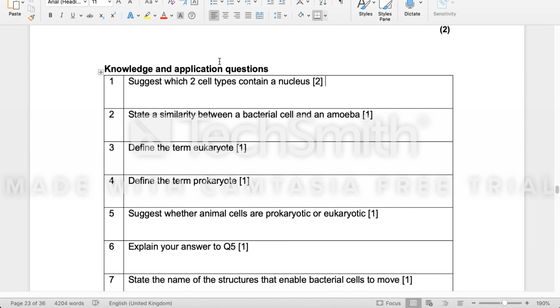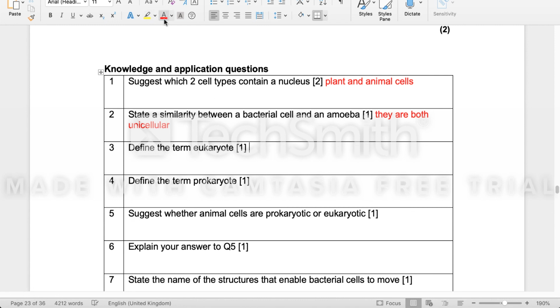So number 1, suggest which two cell types contain a nucleus. Well, we only know 3 types of cells, and one of them doesn't have it, and the other 2 that have a nucleus are plant and animal cells. Okay. Number 2, state a similarity between bacterial cell and an amoeba. You could say that they are both unicellular. Okay. Or sorry, I should put that in full sentence. They are both unicellular.